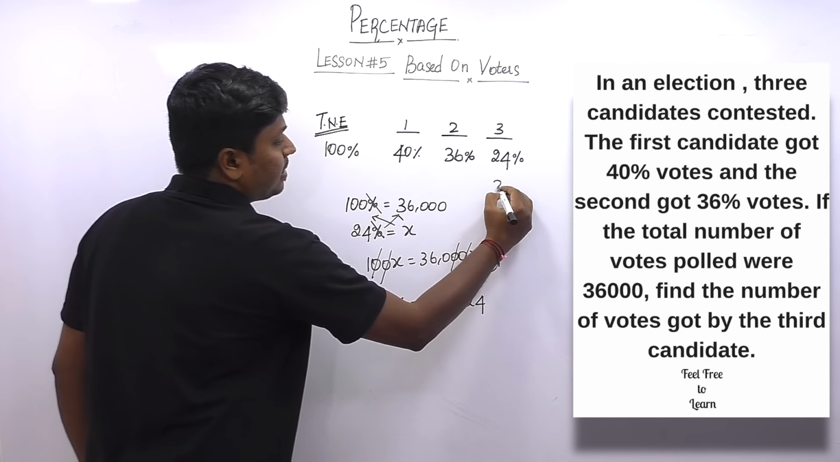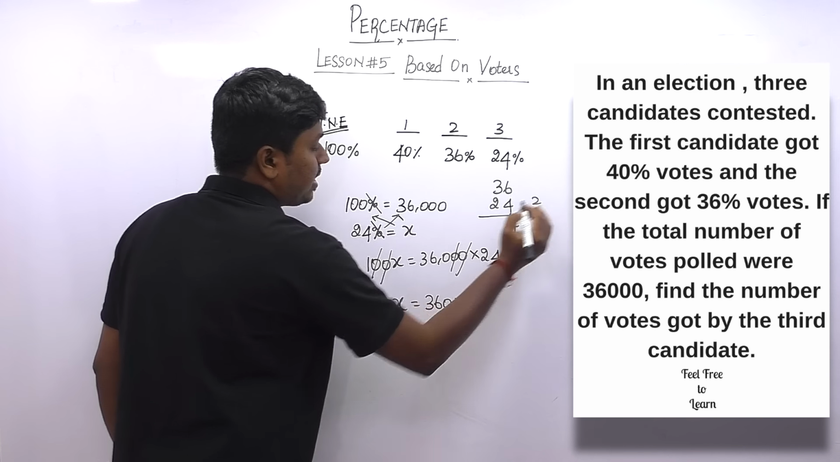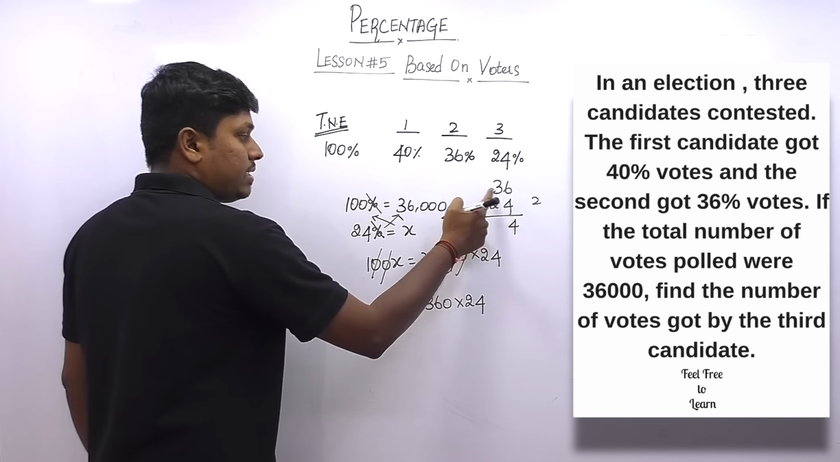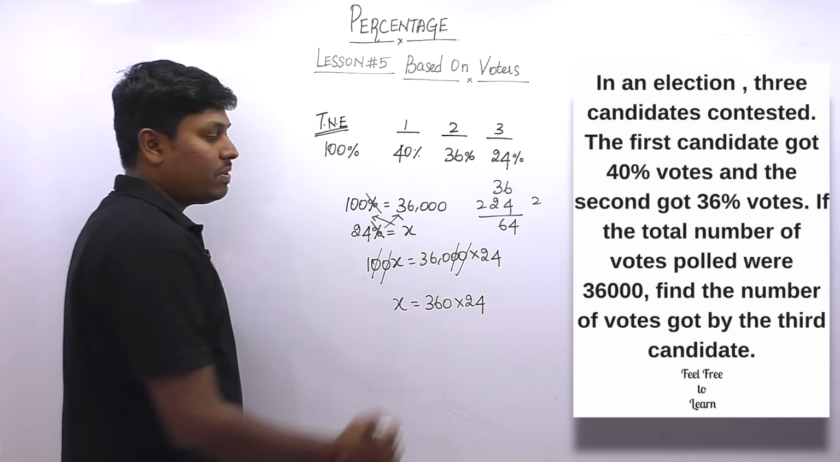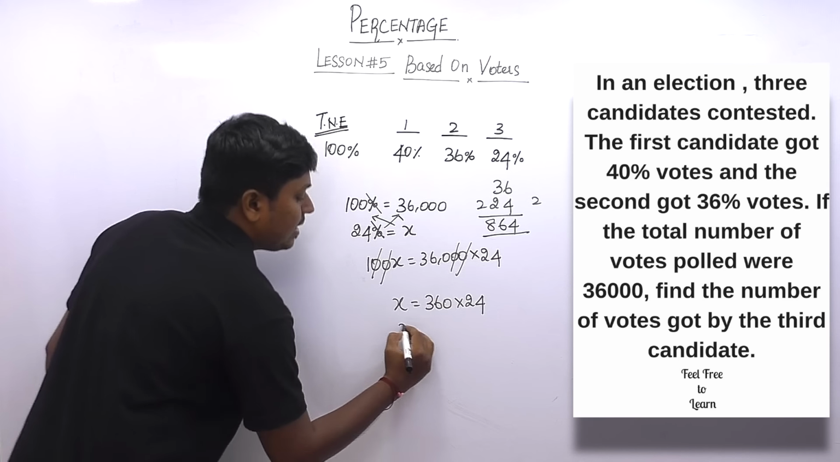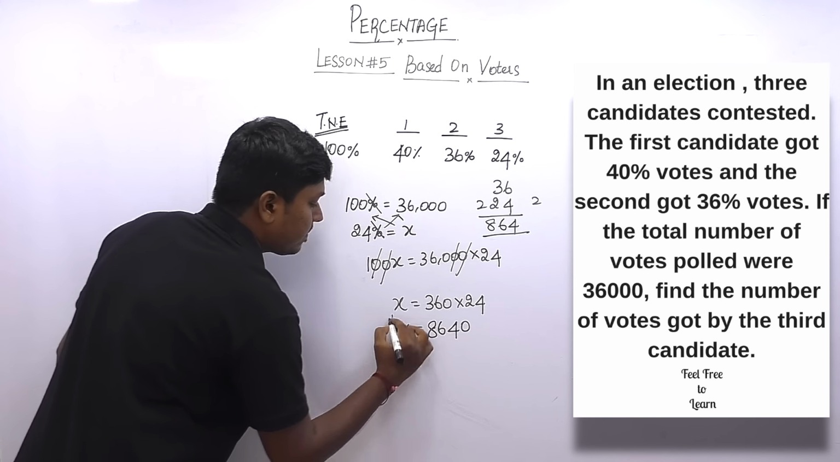So now we can multiply this, 36 into 24. So 6 4s are 24, remaining will be 2. 4 3s are 12, 6 2s are 12, 12 and 12 is 24, 24 plus 2 will be 26, remainder will be 2. 3 2s are 6, 6 plus 2 will be 8, so 864. So finally we can say that it is 8640. So we can clearly say that the third candidate got 8,640 votes.